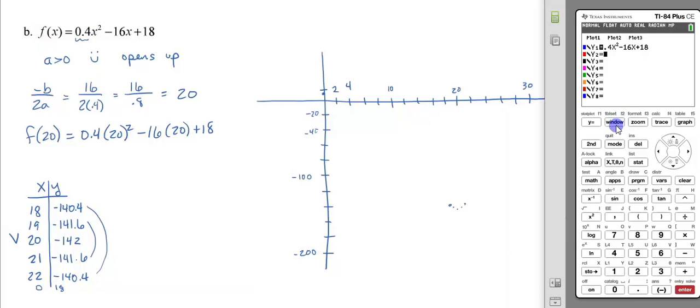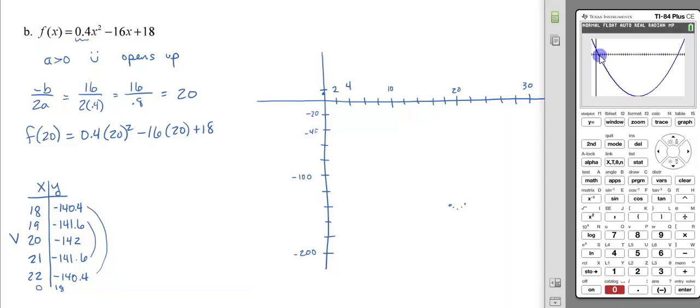And let's see, let's set our window. We know that the x part of our vertex is at 20, and we want to show the y-axis. So let's go from negative 2 and then go to maybe 42. And we'll do a zoom fit. That should show your graph really nicely in there.